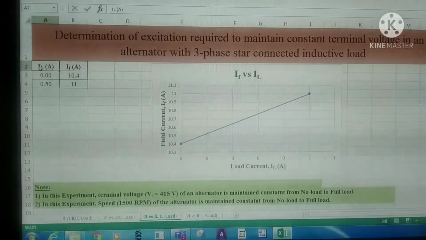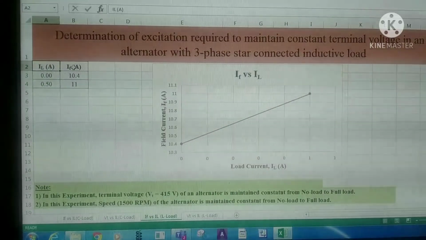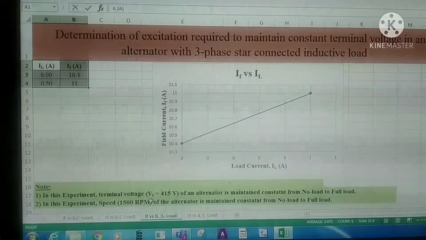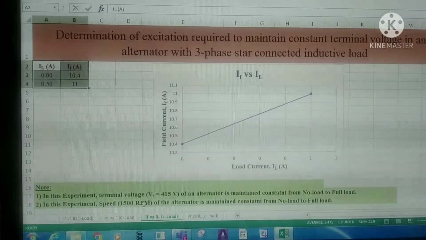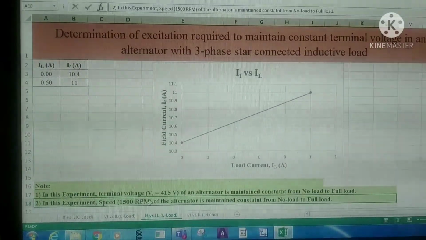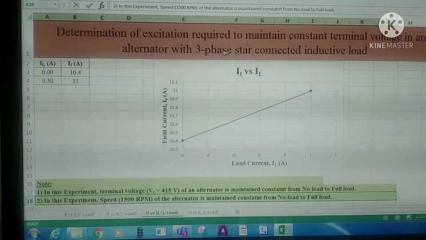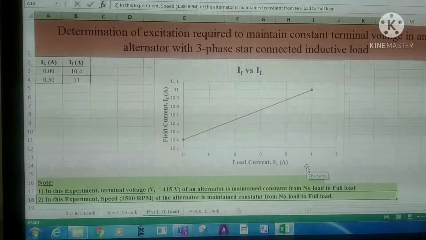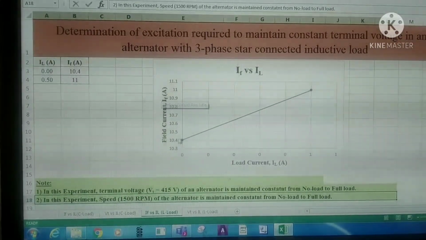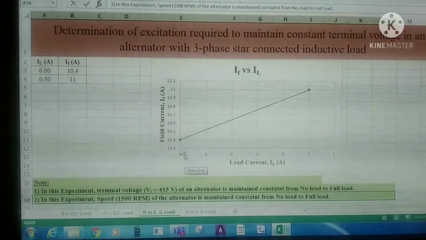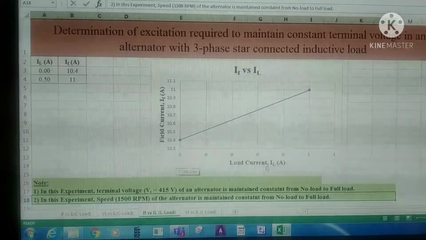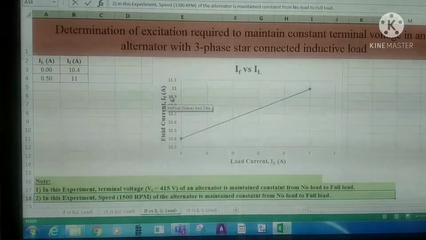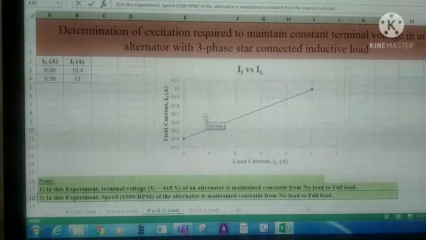Here we have noted the load current and field winding current values by maintaining the constant terminal voltage of 415 volts and rated prime mover speed of 1500 rpm for the 3-phase star connected inductive load. On the x-axis we have taken the load current in amperes, on the y-axis the field winding current in amperes. If we observe these characteristics, as load current increases, the field current required will increase to maintain the constant terminal voltage of an alternator.